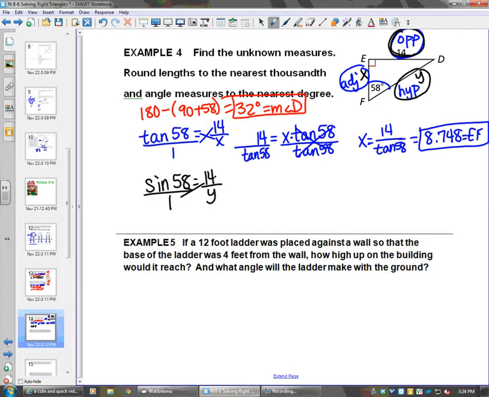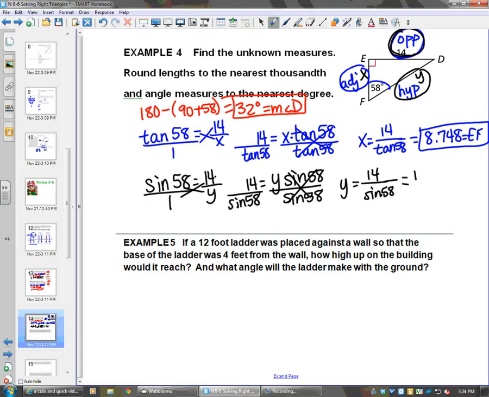Put that over 1 and cross multiply. And you get 14 is equal to y times the sine of 58. And just like we've done on the past few problems, we're going to divide by that sine of 58. So you get y equals 14 over the sine of 58. When you type that in the calculator, what do you get? 16.508. And again, there are no units specified here, so we don't have to worry about that. And we have our final answer. So we've gotten all 3 of our side lengths, all 3 of our angles.